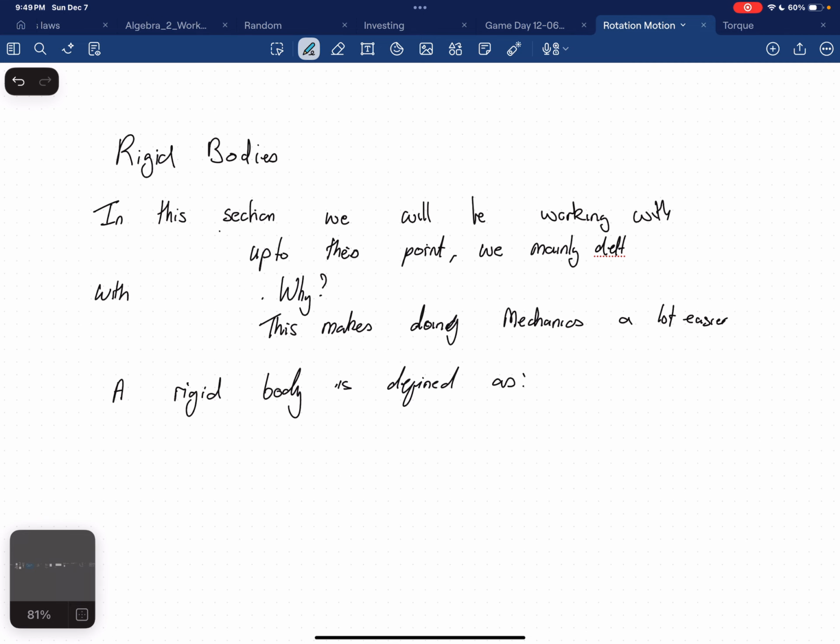So, rigid bodies. In this section, we'll be working with rigid bodies. Up to this point, we mainly dealt with particles. Why? Well, because they have no shape or size and only a mass.